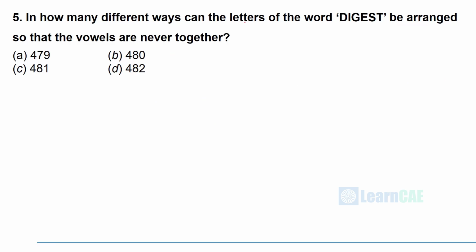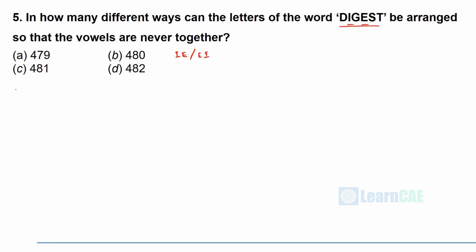In how many different ways can the letters of the word DIGEST be arranged so that the vowels are never together? Here the vowels are I and E, and they can never be together. It means it cannot have the combination of IE or EI together. Okay. So we shall find out the combinations of vowels coming together and subtract that from the total possible arrangement.